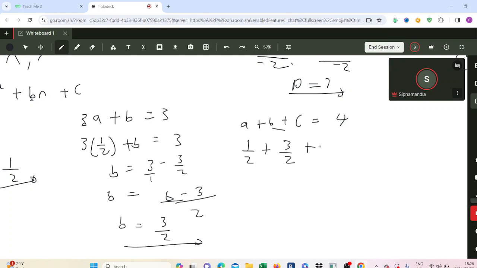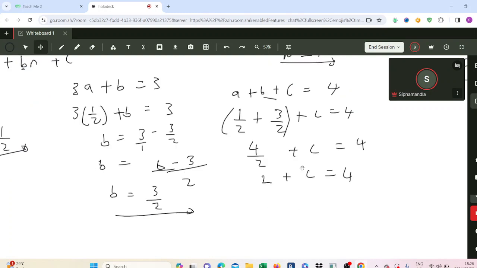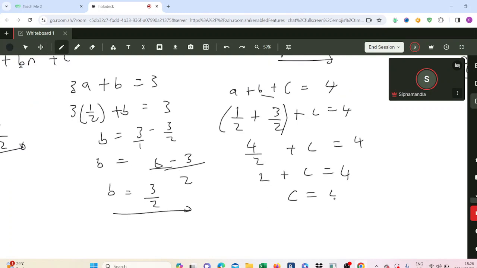So I can solve this part first, right? If I solve this part, it will be 4 over 2, right, plus c equal to 4. If I divide that, that is 2 plus c equal to 4. Then I take 2 to the side, and then I will have c equal to 4 minus 2. Then I will have c equal to 2. Okay, so I already have the value of c.